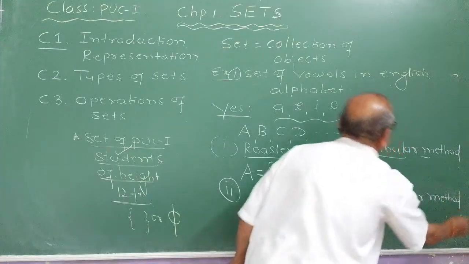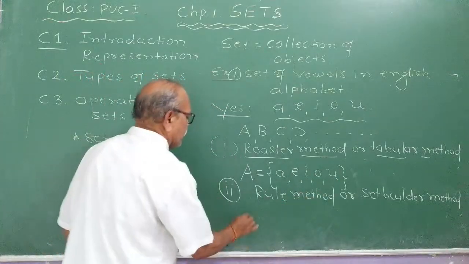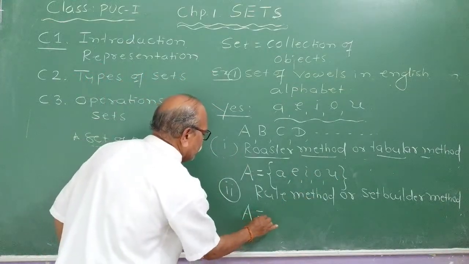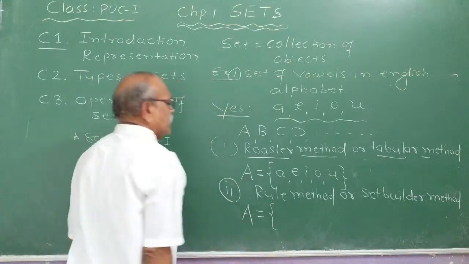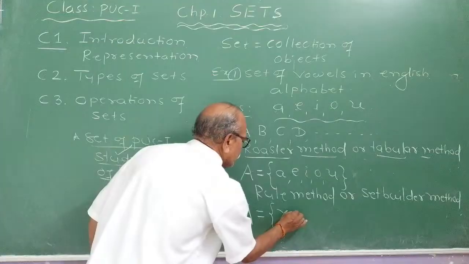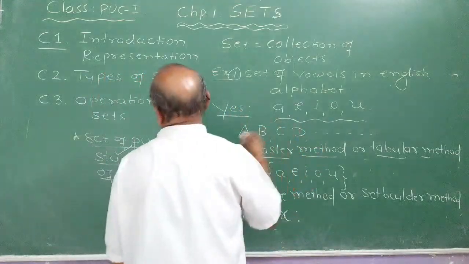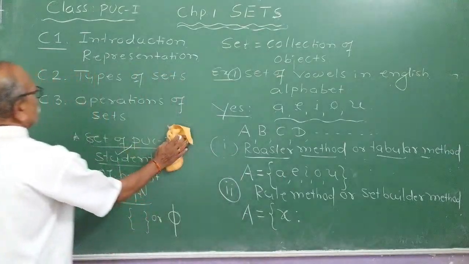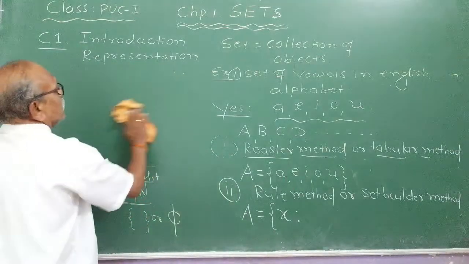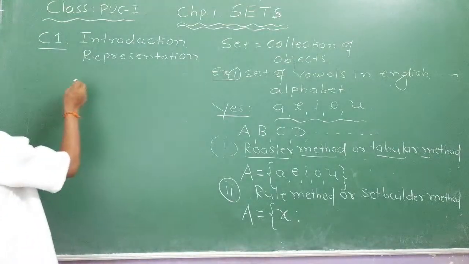Set builder method. In this method, you are not directly writing the elements. You are writing the rule. Look at here. What is the rule? Set of all x such that. This is the method. Remember, generally we are using some special symbols. Today we are learning representation of the set, the first part of it. So generally some symbols are used.